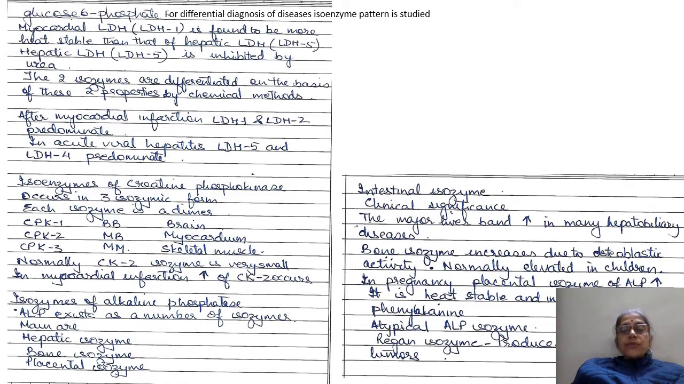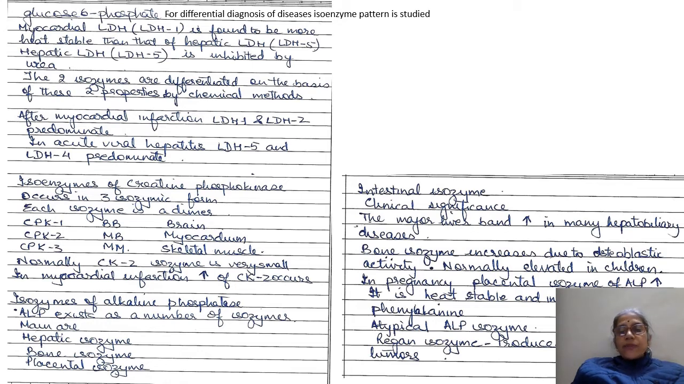Then isoenzymes of creatine phosphokinase: it occurs in 3 isozymic forms. Each isozyme is a dimer made of 2 subunits. One is the M subunit and the other is the B subunit. Different isozymic patterns have different types of subunit composition. CPK1 has BB, found in brain, CPK2 has MB, found in myocardium, and CPK3 has MM, found in skeletal muscles. Normally the CK2 isozyme is very small, but after myocardial infarction its concentration increases very much.